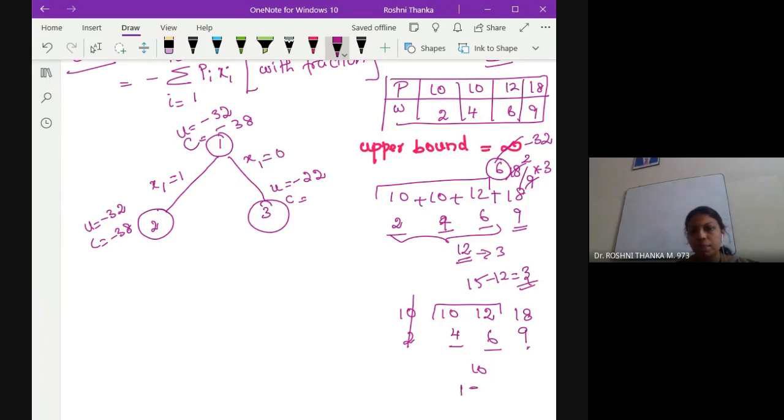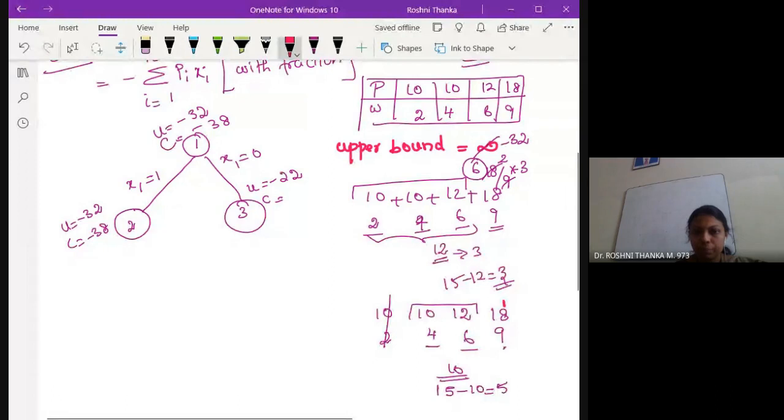The total size of our knapsack is 15. 15 minus 10, because we are already taking this 2. So 15 minus 10, we'll get 5. So how will it work? Here we have to take 18 divided by 9 into 5. That is the fraction part of it. So when we do the calculation, 5 2s are 10. So we'll get the answer as 10.